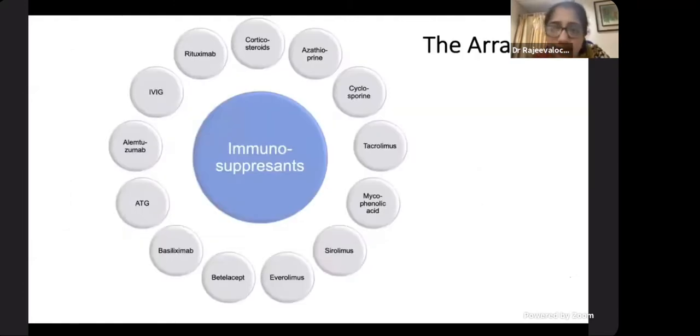Now, coming to the array of immunosuppressants that we have, there are quite a bit. I think the main things that we will be talking about are steroids, azathioprine, cyclosporine, and tacrolimus, which are the calcineurin inhibitors. Then we have mycophenolic acid, that is MMF. Then you have the Everolimus and Sirolimus group of agents. And you have a whole group of induction agents like anti-thymocyte globulin, Basiliximab, which is an IL-2 receptor antagonist, and then you have Belatacept, which is again a maintenance immunosuppression molecule.